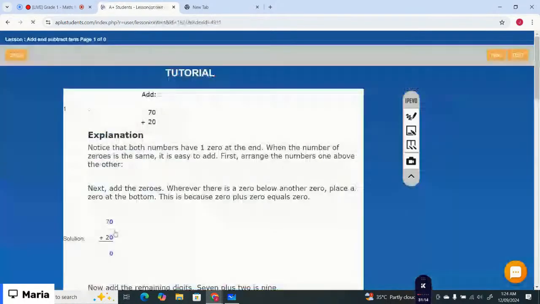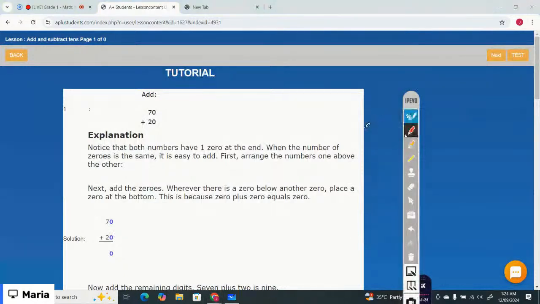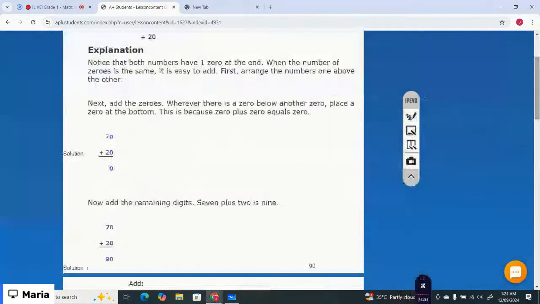Okay. So the first one is 70 plus 20. So how do we add? First, just see both the numbers have 1 zero, right? So that means they have the same number of zeros. You just need to write them down one above the other, right? You always start adding from the ones digit. So at the ones place you have 0 plus 0, right? So 0 plus 0 is always 0. Then you have to add non-zero numbers. The non-zeros are 7 plus 2. So 7 plus 2 is 9. That means 70 plus 20 is 90. Got it?